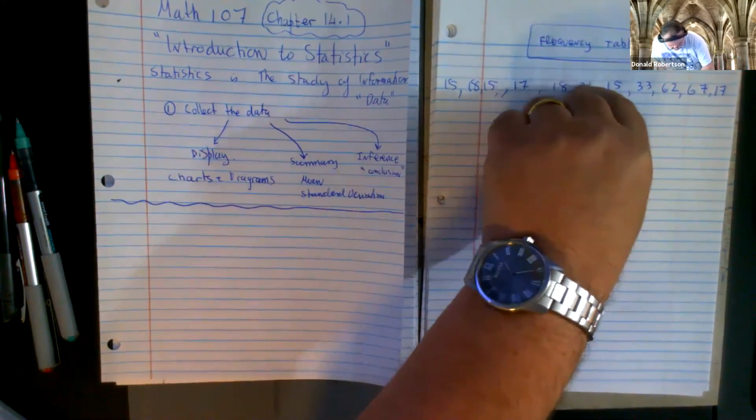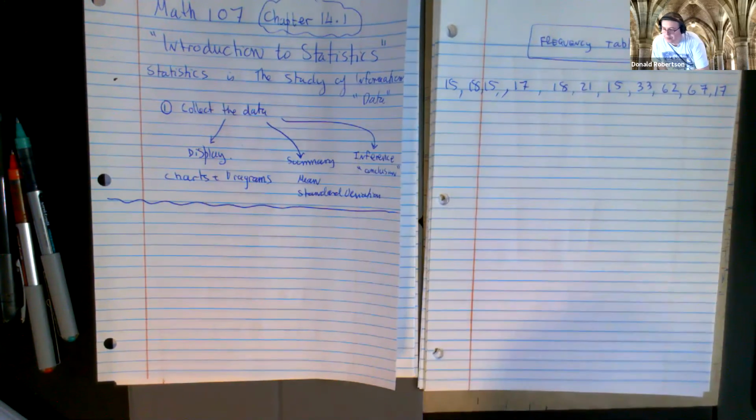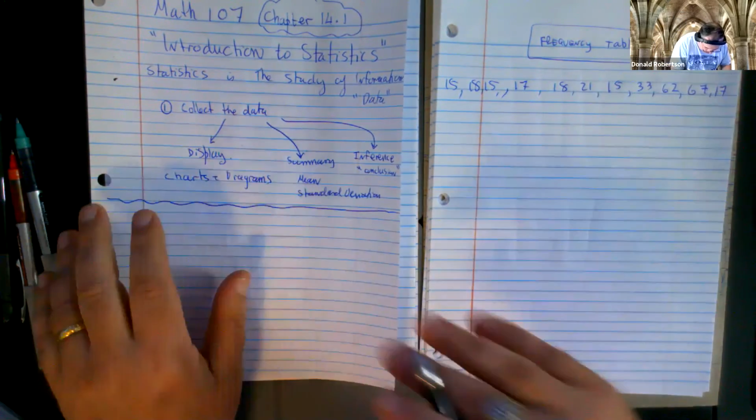This data right now is jumbled up, right? It's the ages of people in a family, right? Weird family, but grandparents and parents, right? Everybody's living in a house. This is the ages of them.